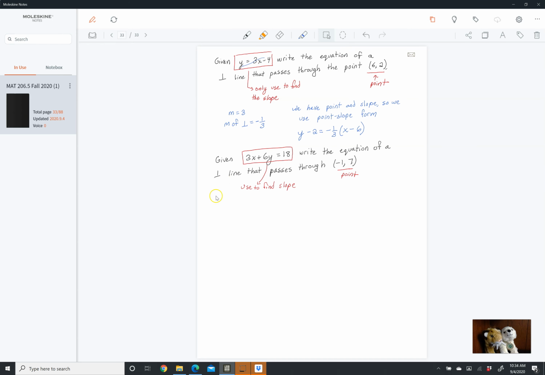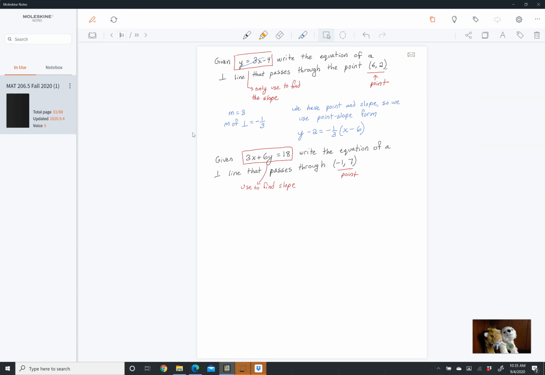Okay, so now we have this 3x plus 6y equals 18. And just like before, the first thing that we have to do is find the slope, because then we can put our equation in point-slope form. We know that for any equation that we use, we have to find the slope. So here's the thing. This is in standard form, right? And we need to find the slope. So to find the slope when our equation is in standard form, we're going to convert it to y-intercept form. So this is just a little bit more work. Not a lot, but a little bit.